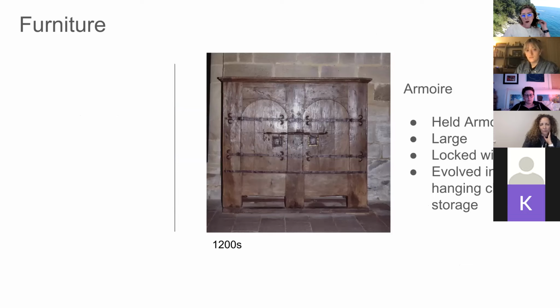So this is an armoire, which, I can't remember if we talked about this, would hold your armor. But then once you didn't need armor, the design of the armoire still held. And it was large, so you could put your things in it, and you could lock the cabinet. And it evolved to basically hanging clothes storage, which is what we still use it for today.